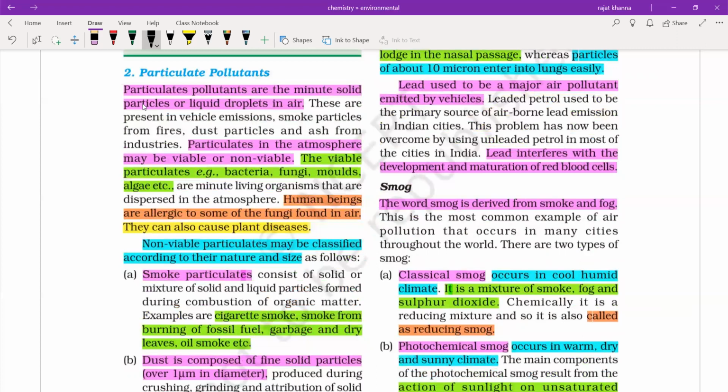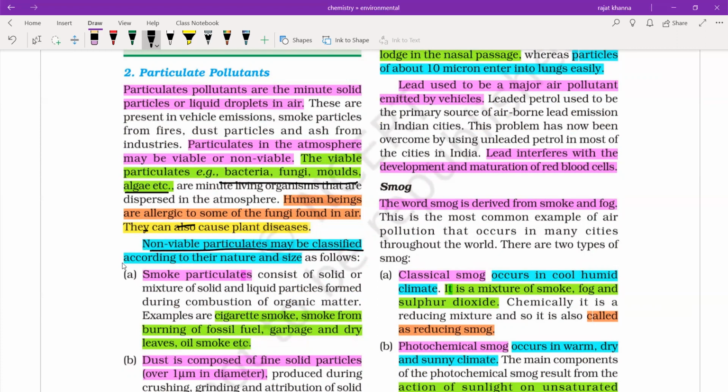And we have particulate pollutants. Particulates are minute solid particles or liquid droplets in air. Particulates in the atmosphere may be viable or non-viable. The viable particulates are, for example, bacteria, fungi, molds, algae, etc. Human beings are allergic to some of the fungi found in air. They can also cause plant diseases.